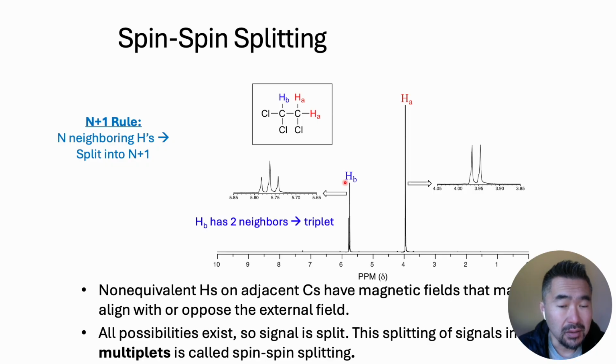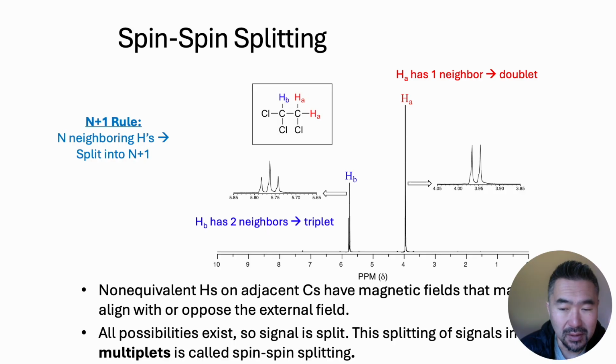Okay, so now this HB proton, as you can see in the structure, because in this case we happen to know what the molecular structure is, has two protons on the neighboring carbons, and that's why it's split into three. Now this HA, it's a doublet. That's not because there are two hydrogens for HA. It's because HA has one neighbor, right? That one neighbor splits it once into a doublet. That's what that tells us.